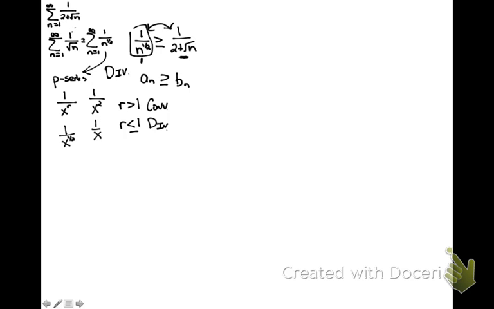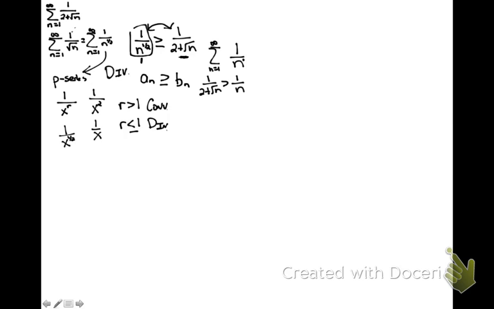So what about 1 over n? 1 over n is a p-series. Because r is 1, we know that this diverges. And 1 over n, how is it related to 1 over 2 plus the square root of n?